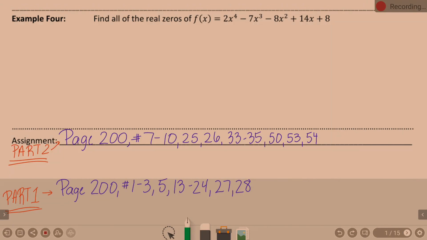Example 4 from 2.4 part 2. Let's continue with this one. We had done the others, which asked us to find all of the rational zeros. This one specifically asked us to find all of the real zeros. So I want to talk about finding all of the real zeros, which means we're going to have to go a little farther than we have in some of the others.